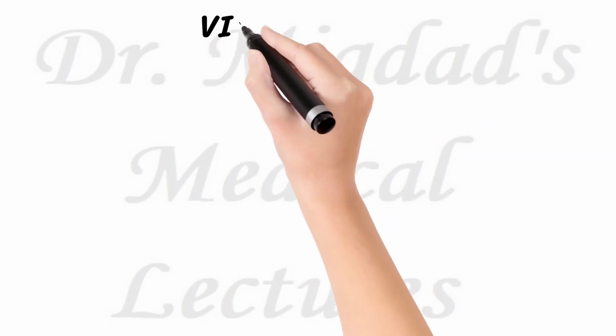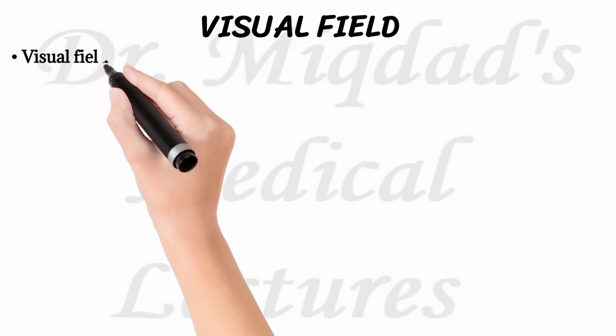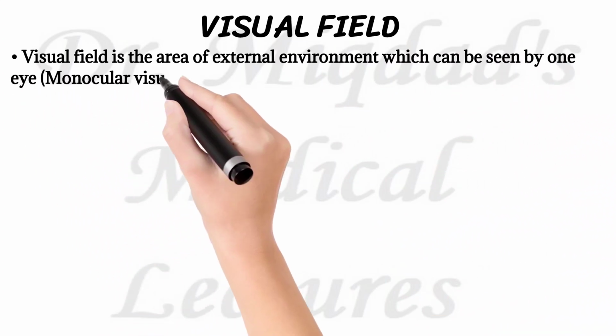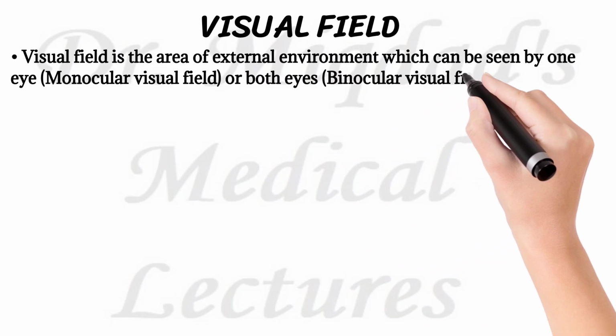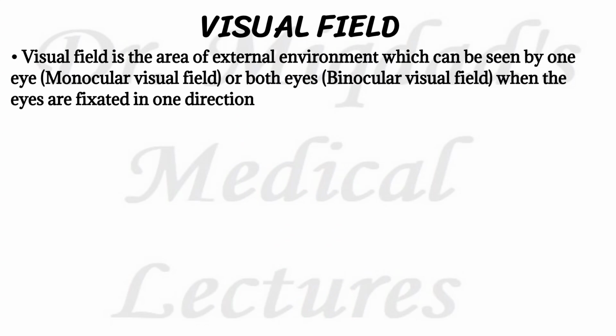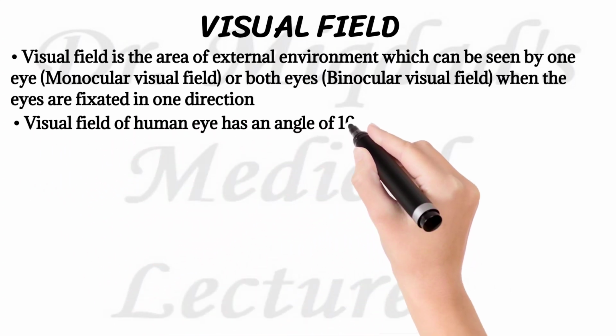Now let's discuss the visual field. So what is the visual field? It is the area of the external environment which can be seen by one eye or both eyes when the eyes are fixated in one direction. The area of the external environment which can be seen by one eye is called the monocular visual field, and if seen by both eyes, it is called the binocular visual field. The visual field of the human eye has an angle of 160 degrees in the horizontal meridian and 135 degrees in the vertical meridian.